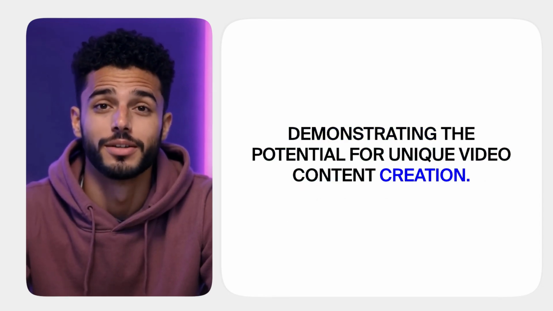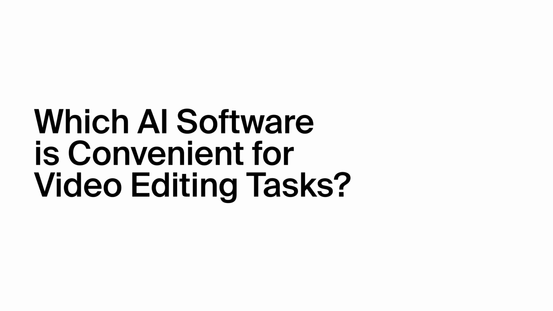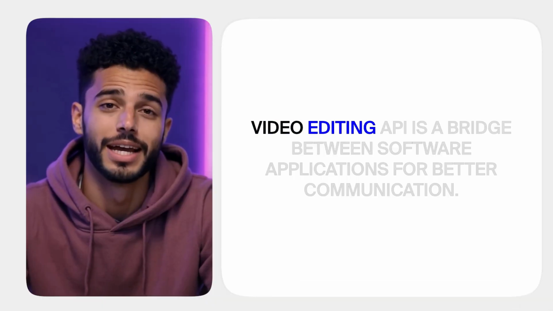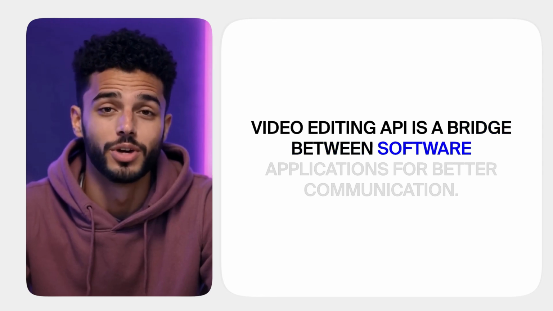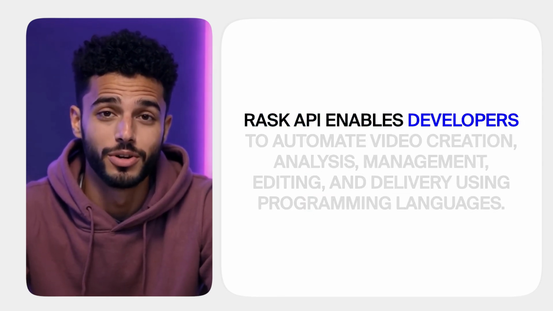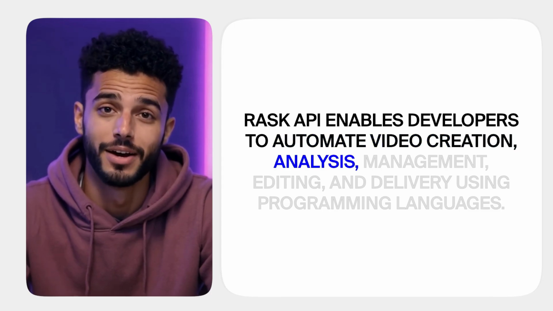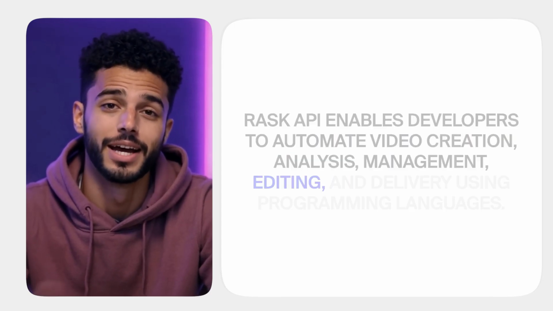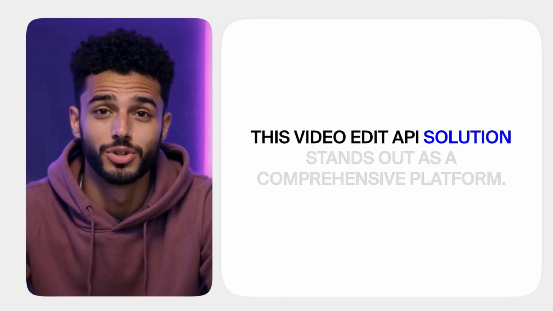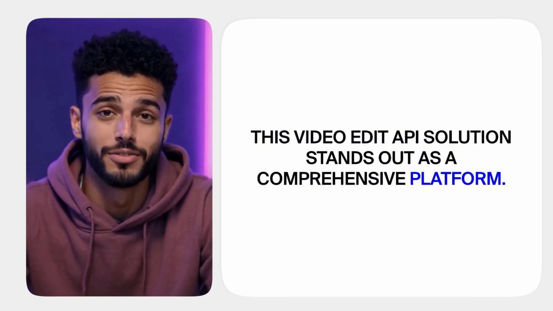Which AI software is convenient for video editing tasks? 1. Rask API. Video editing API is a bridge between software applications for better communication. Rask API enables developers to automate video creation, analysis, management, editing, and delivery using programming languages. This video edit API solution stands out as a comprehensive platform.